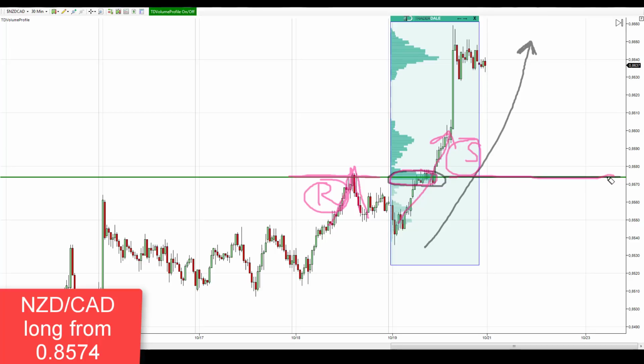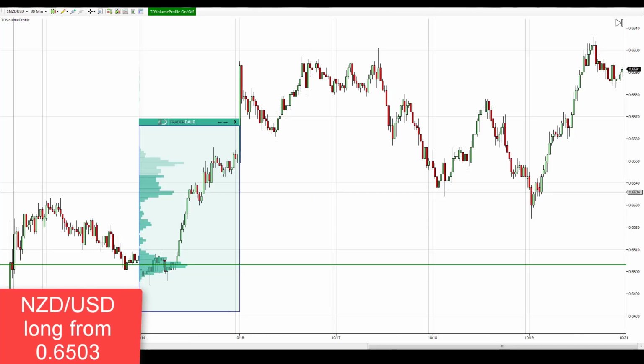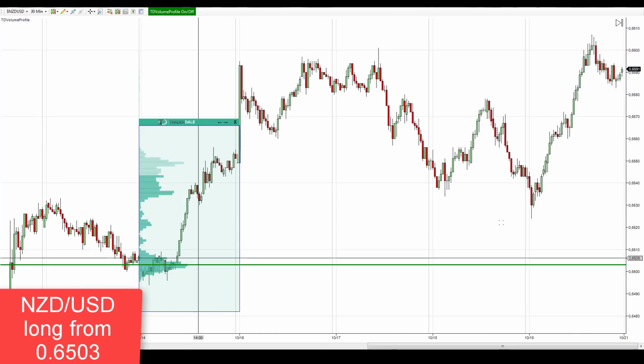So currently I'm just waiting for a pullback to this level, and I think that those strong buyers who pushed the price through this strong resistance and who accumulated their volumes there will defend their positions and they'll push the price upwards again. Let's now go into New Zealand dollar, US dollar.